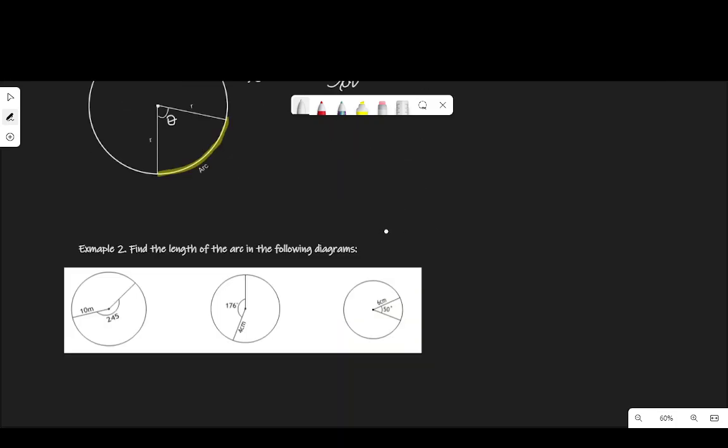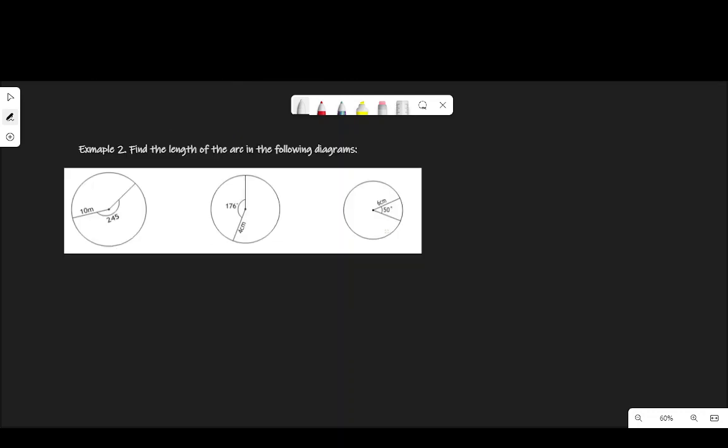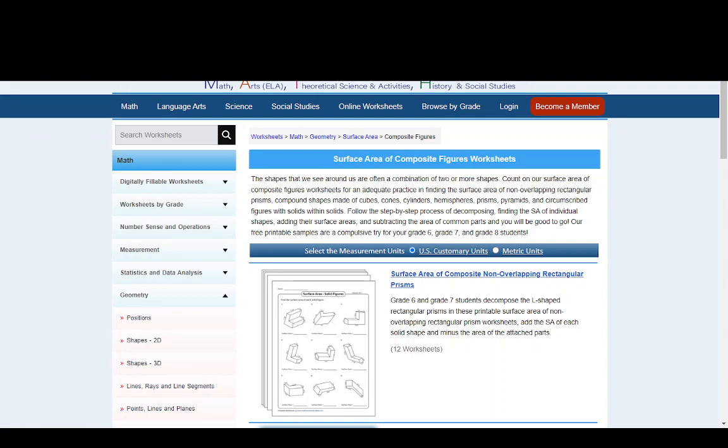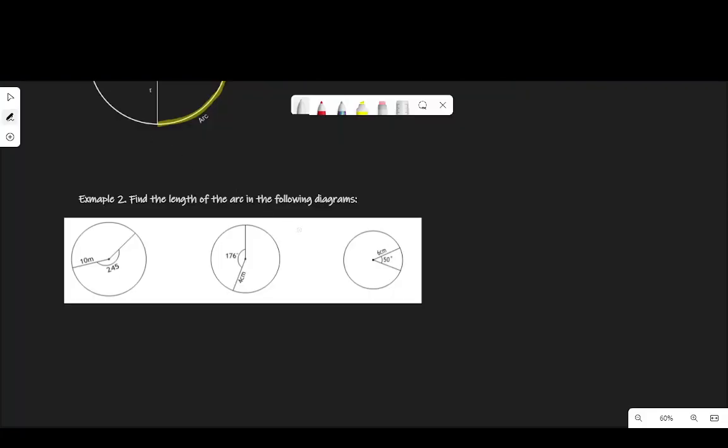We have example 2 here. Find the length of the arc in the following diagram. And as a disclaimer, I got these diagrams from an important website. Let me check. mathsworksheetforkids.com is the name of the website. So I got all my diagrams from there. It's a good website that you can check for worksheets you want to practice on your own.